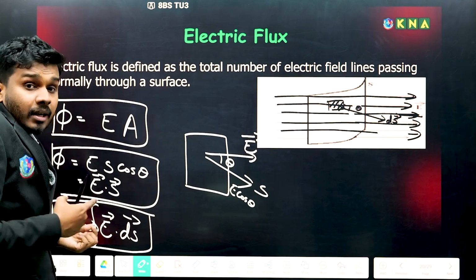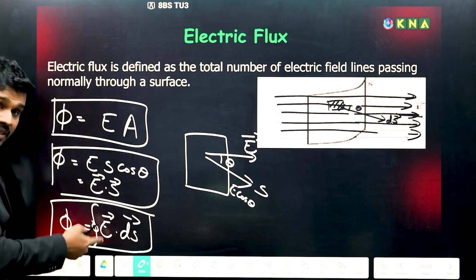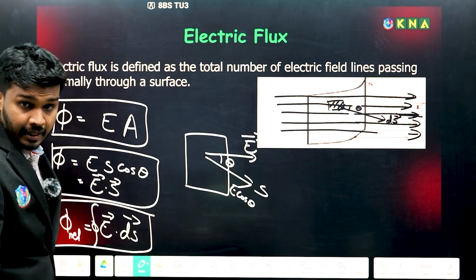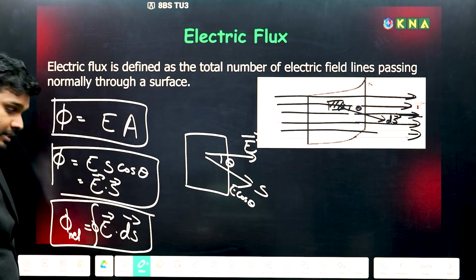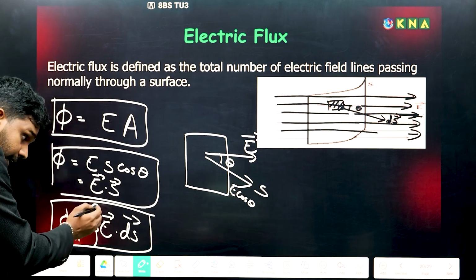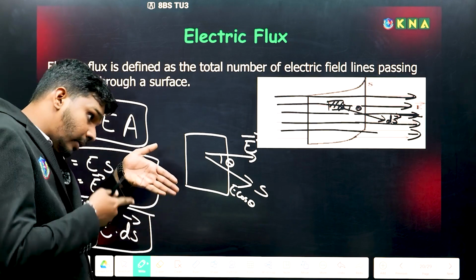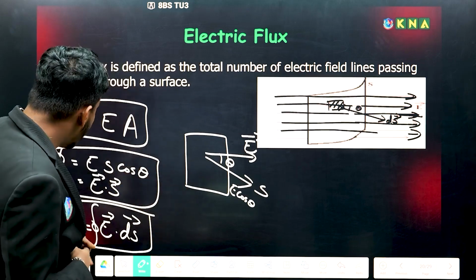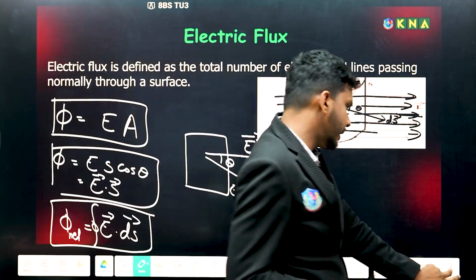For finding the total value, we integrate. So net electric flux is equal to this closed surface integral of E dot ds. The closed round symbol on the integral represents a closed surface. So net electric flux is equal to the integral of E dot ds.